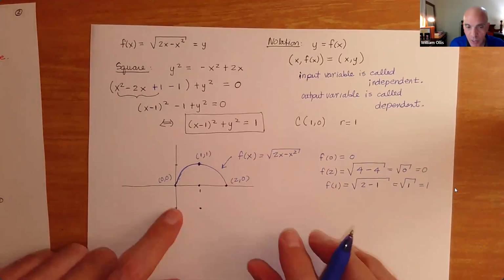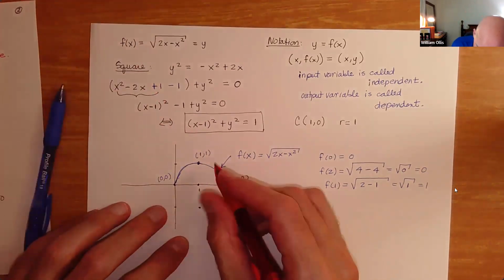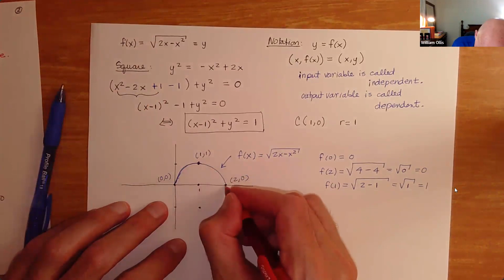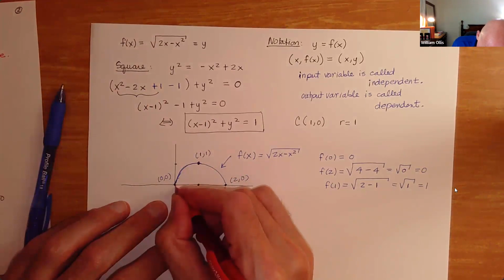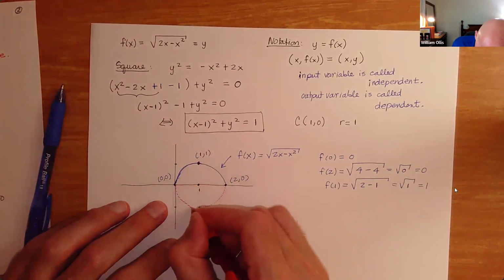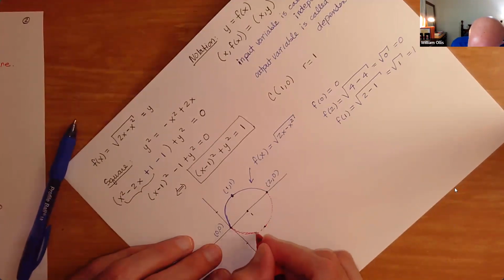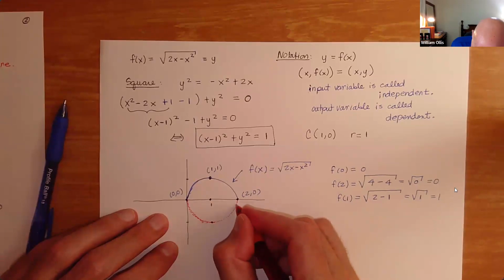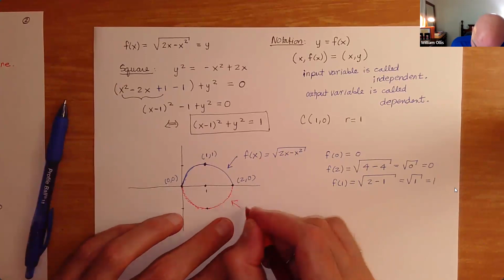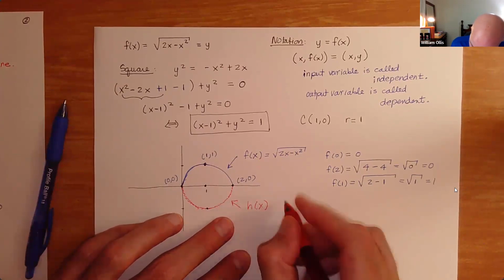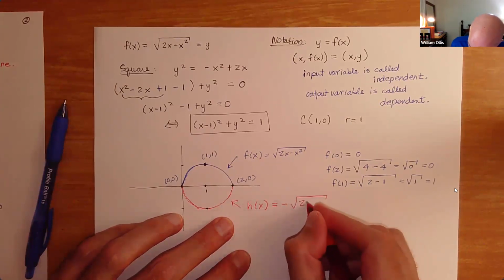So we know we have a circle, and so we just have the upper arc. And then, of course, in red, I'm just going to draw in the lower arc. This is the so-called lower arc. And we could call it another function, call this h of x, which will just be the negative of the square root of 2x minus x squared.